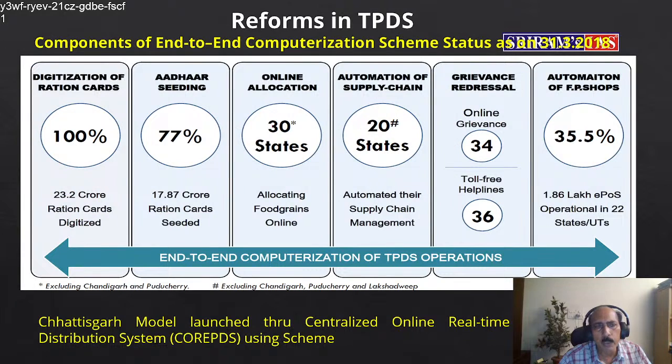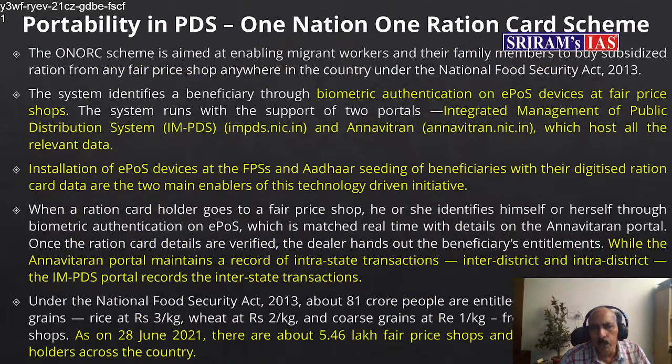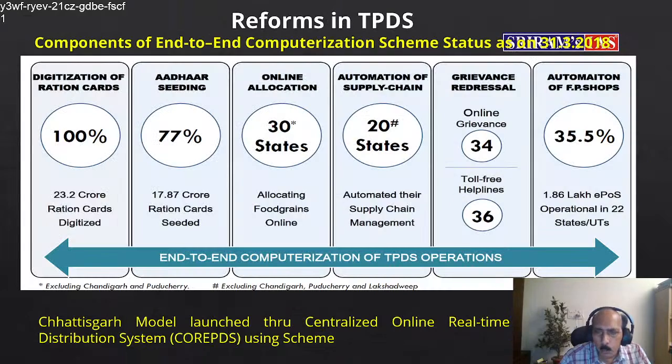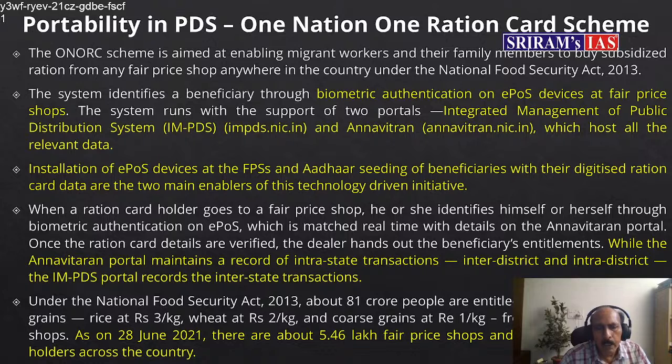And you see that over a period of time, 100% digitization has been done of the ration cards. They have been seeded with the Aadhaar, and seeding is done gradually by the states. This figure is of 2018, but so far almost all the ration cards are seeded with the Aadhaar, and almost all these systems at the FCI level, regional level, and district level are computerized. The only slow process is at the fair price shops, which are not fully computerized so far. And therefore, the government is forcing them to computerize in a time-bound manner. And once this has been done, the government was able to introduce the portability in the PDS system. And the One Nation, One Ration Card scheme was introduced.